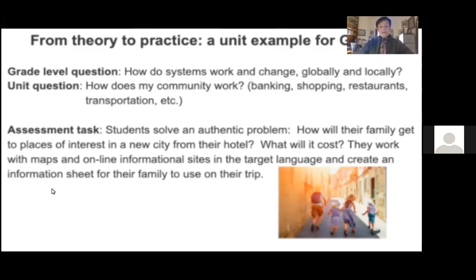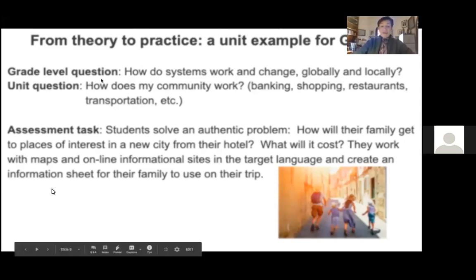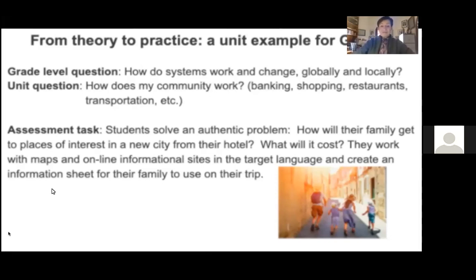So at the bottom of the slide, you have the summary of a grade 4 assessment. The actual assessment has greater detail than this. This is just the summary because the students need greater guidance. So that assessment says, authentic problem. How will their family get to places of interest from their hotel in a new city? What will it cost? They'll work with maps and online informational sites in the target language and create an information sheet for their parents to use on their trip.